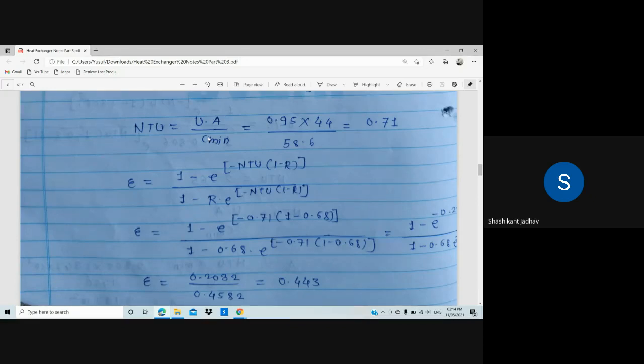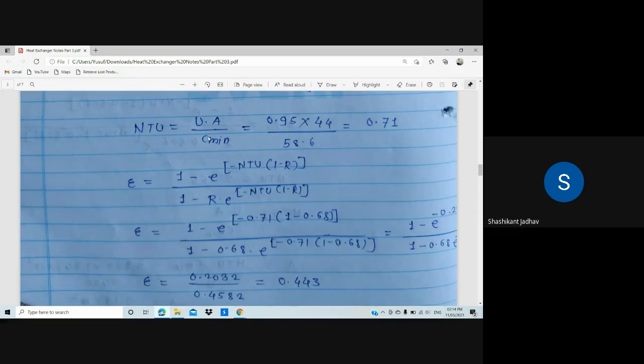Okay, and we have two equations for the effectiveness. That is effectiveness is equal to CH into bracket TH1 minus TH2 divided by C minimum into TH1 minus TC1. So C minimum is nothing but CH. So from this we get the equation for the effectiveness as TH1 minus TH2 divided by TH1 minus TC1. By putting the values into this equation, the only unknown quantity is TH2. So from this equation we get the value of TH2.